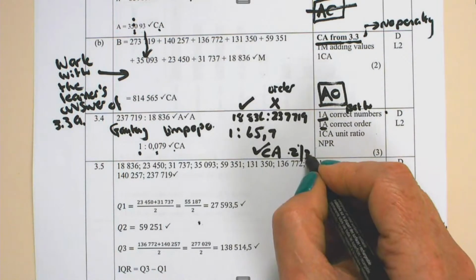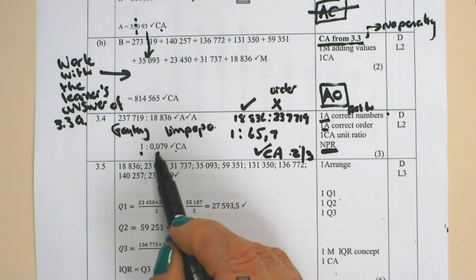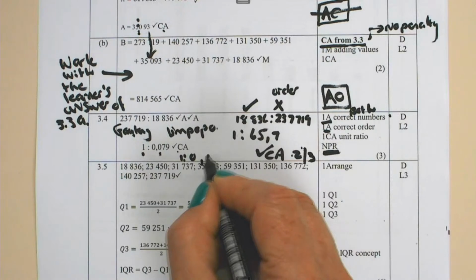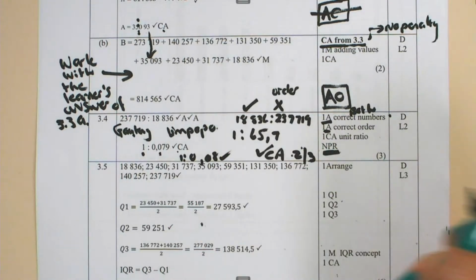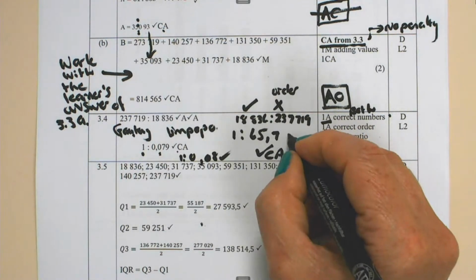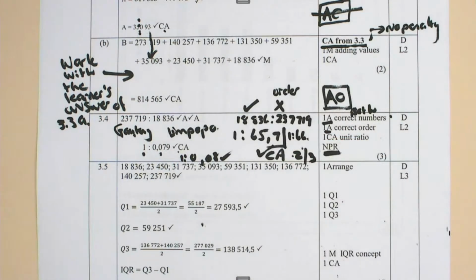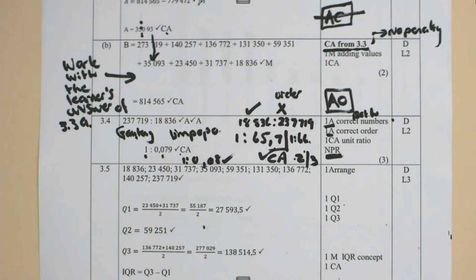Please note that we have no penalty for rounding. So if the learners make this 1 is to 0.08, you can still give the final mark. If they make this one 1 is to 66, you can still give the final mark. We are not going to penalize for rounding.